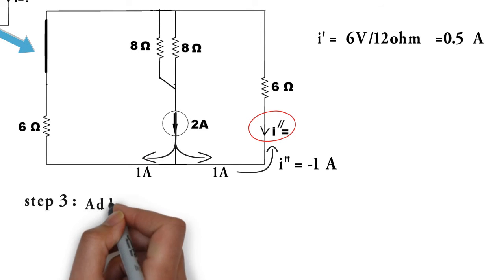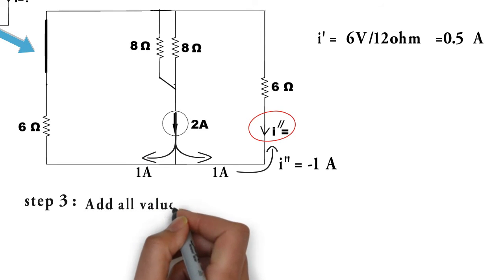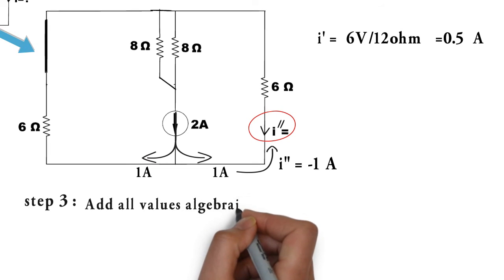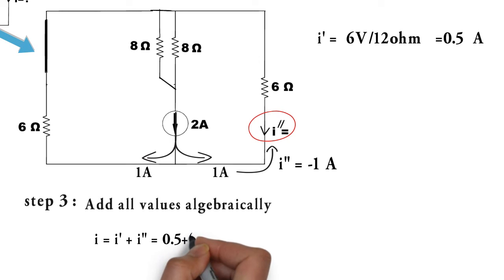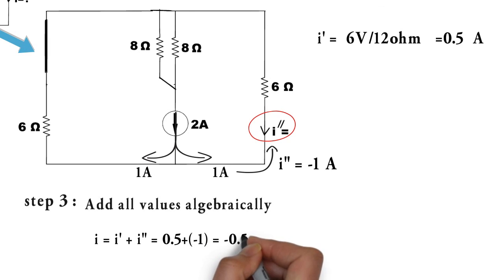In step 3, all we have to do is add the values of I dashed and I double dashed. So we get the total value of current through the 6 ohm resistor as I equal to I dashed plus I double dashed, equal to 0.5 plus (minus 1), equal to minus 0.5 ampere.